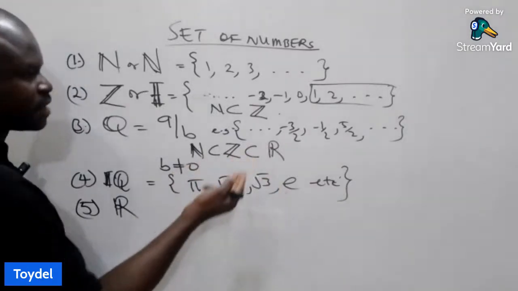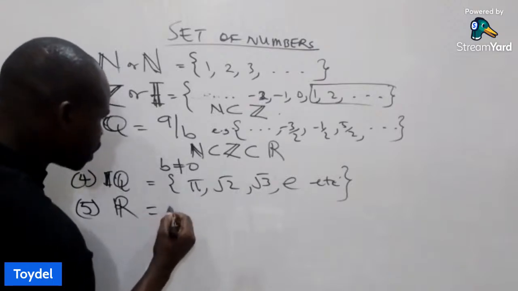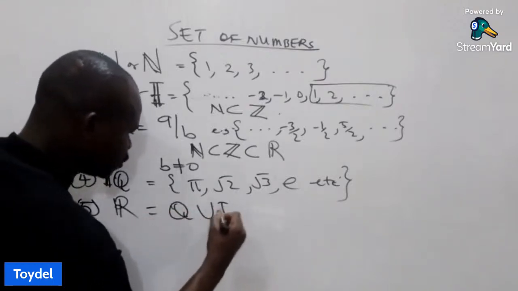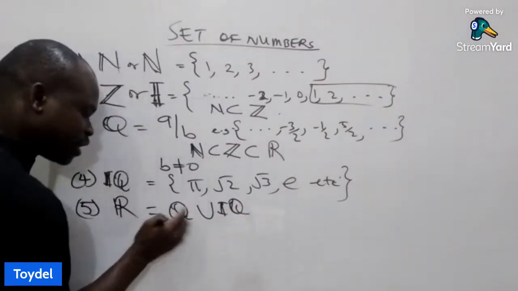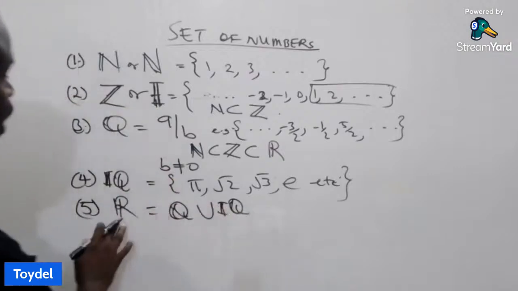Under the real numbers, this simply means it is the union of the rational and irrational numbers. Union simply means that the number is either rational or irrational. So any number you can think of in the real sense actually falls under the real numbers.